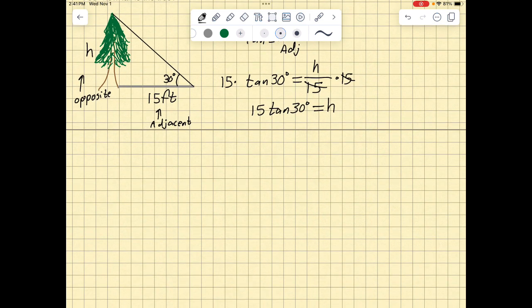We can put that into our calculator and round it to the nearest whole value. Make sure that your calculator is in degrees before doing so. If it's in radians, you will need to switch it. And we get that that is approximately 8.7 feet tall. And that's it.